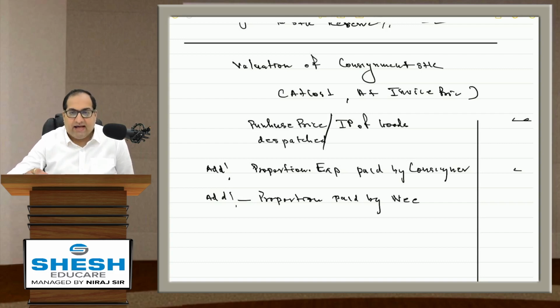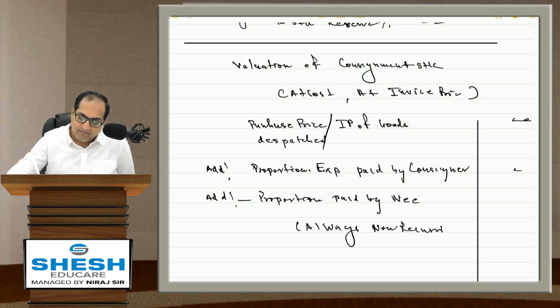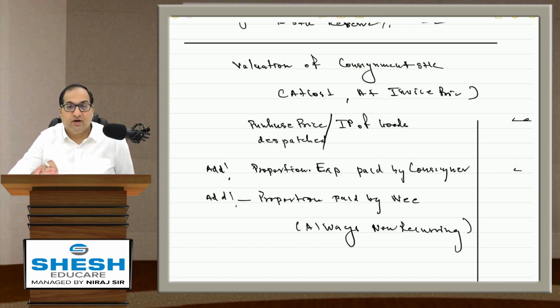अब तुम बोलोगे सर आपने दोनों जगह पे लिखा प्रपोर्शनल एक्सपेंसेस पेड बाय कंसाइनर, इधर लिखा प्रपोर्शनल एक्सपेंसेस पेड बाय कंसाइनी, तो विच एक्सपेंसेस? ऑलवेज नॉन रिकरिंग. फॉर एग्जाम्पल नॉन रिकरिंग का मतलब यहाँ पे which will occur only when goods are dispatched. So non-recurring expenses are the expenses which are incurred either by consignor or by consignee for taking the delivery of the goods and carrying the goods to the place of sales.